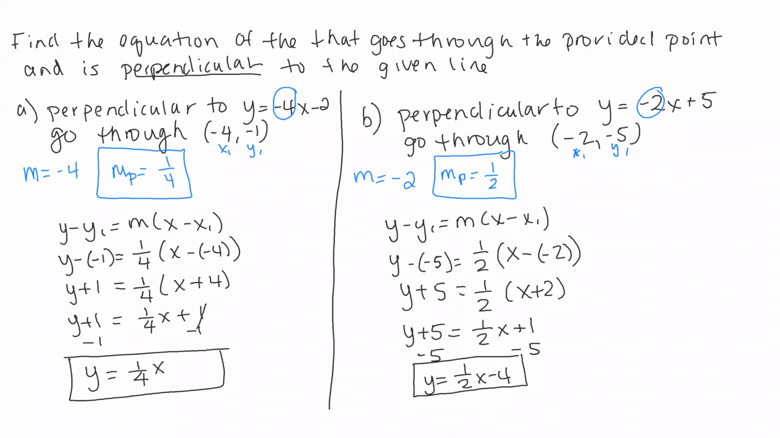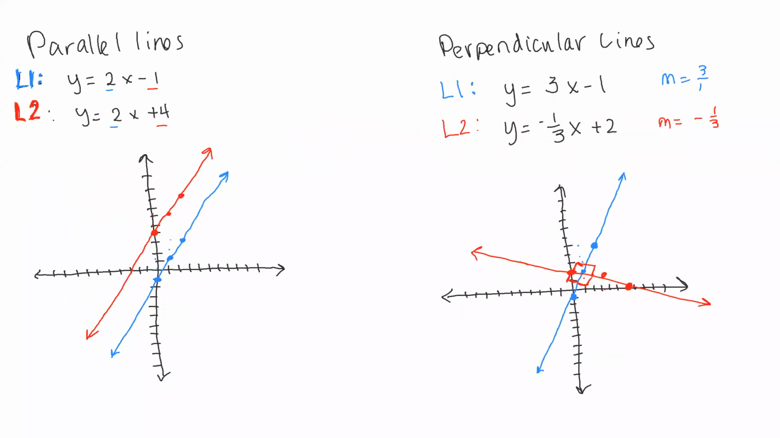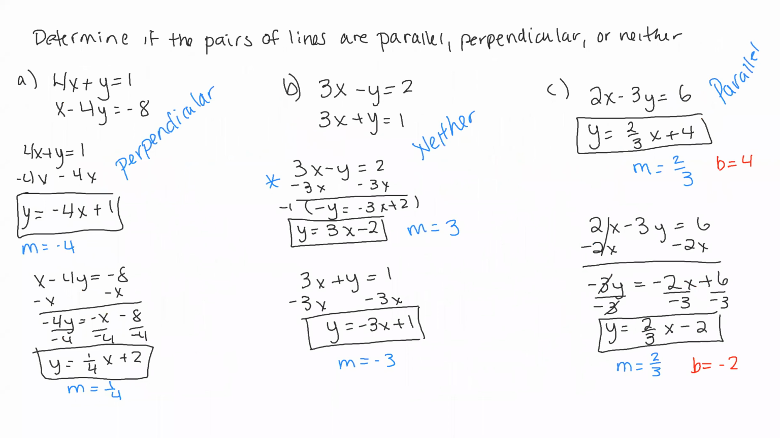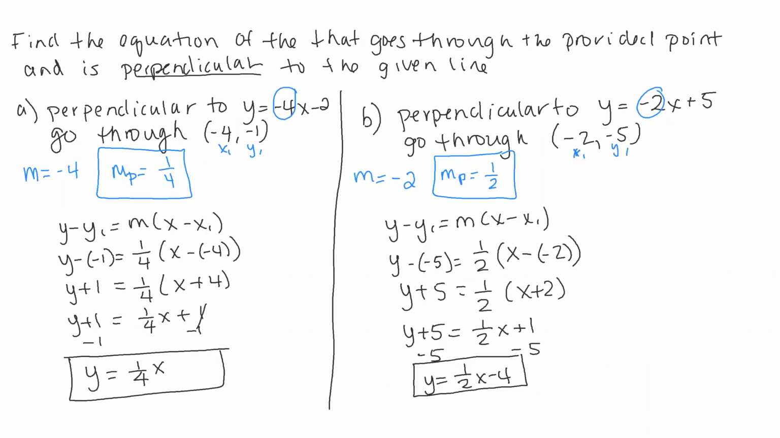Okay, so now we've looked at just what parallel and perpendicular lines are. We looked at examples of 2 lines that are parallel, 2 lines that are perpendicular. We looked at pairs of lines, and we determined if these pairs of lines were parallel, perpendicular, or neither. We found equations of lines parallel to other lines. And now we have found equations of lines perpendicular to other lines. So the last thing I really want to do is look at parallel and perpendicular lines as far as horizontal and vertical lines are concerned.